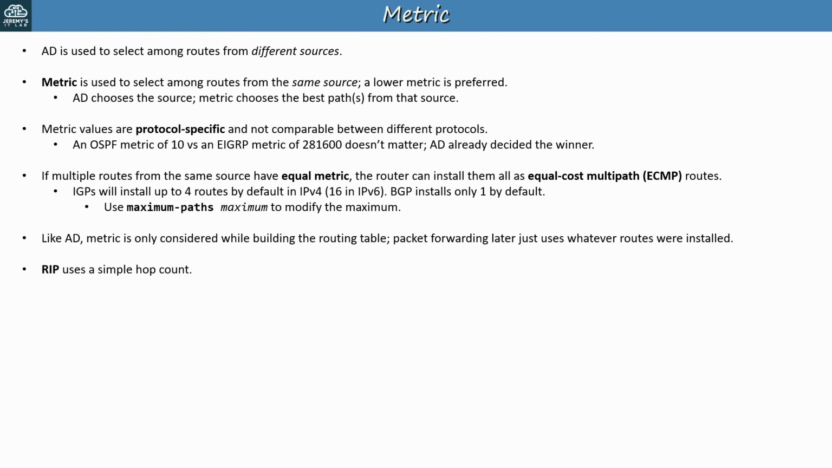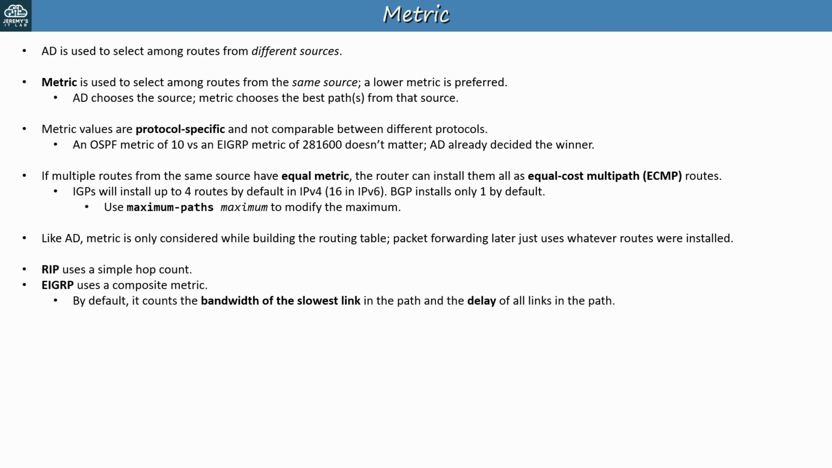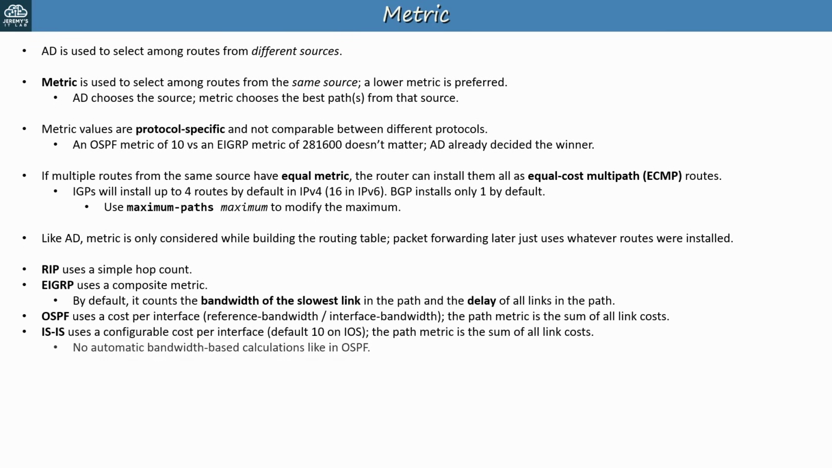RIP uses a simple hop count, the number of routers in the path. EIGRP uses a composite metric that, by default, counts the bandwidth of the slowest link in the path and the delay of all links in the path. We'll cover that in the EIGRP section. As you know, OSPF uses a cost per interface, automatically calculated by dividing the reference bandwidth by the interface bandwidth. The path's metric is the sum of all link costs. ISIS is similar, but by default it uses a value of 10 on all interfaces. There is no automatic bandwidth calculation.